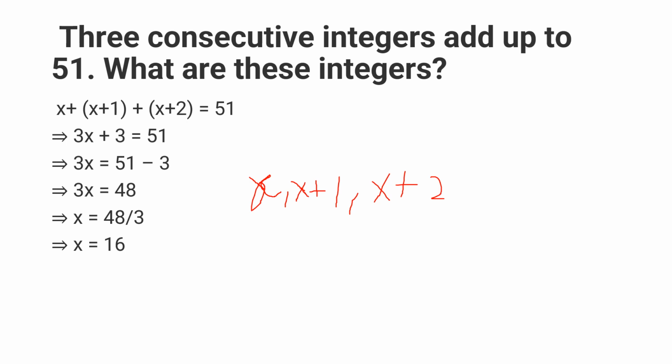Now according to the question, ATQ, what you have to do is add these numbers, and the result is going to give you 51. Now you can easily solve. We have 3x plus 3 equal to 51. 3x will give you 48, and x you are going to get 16. Now what are the numbers? The first one will be 16 only. The next will be 17 and the next will be 18.